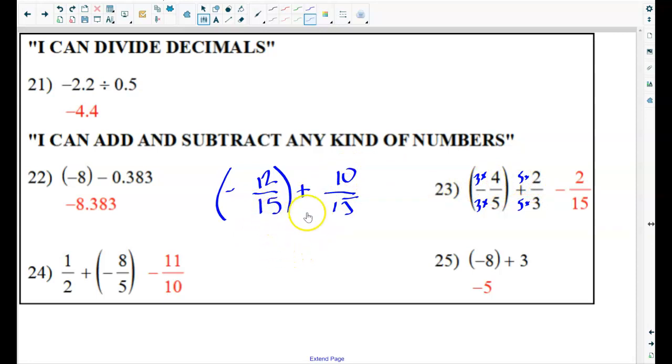And now that I have this, it becomes a piece of cake, right? Negative 12 plus 10 is negative 2 with the 15. Though you don't do nothing with the bottom. You already did the work, okay? So again, this one I think is worth reviewing for some of you guys. So put a star on that one, okay? Here we go again.